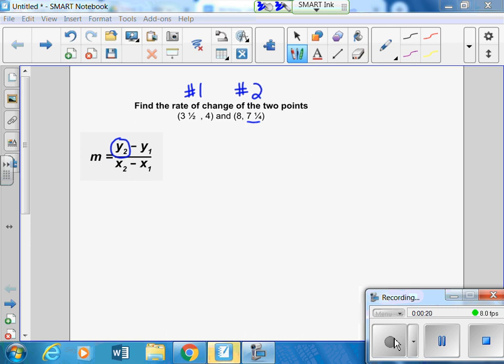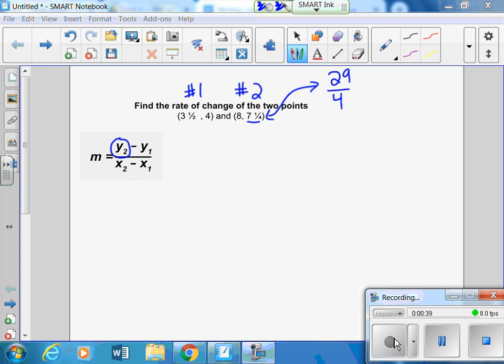Before I write that down, let's put this into an improper fraction. So what we're going to do is take the 4 and multiply by 7, which is 28, and then add the 1 on top, which is 29. And then we put that over 4. That's the same thing as 7 and 1/4.